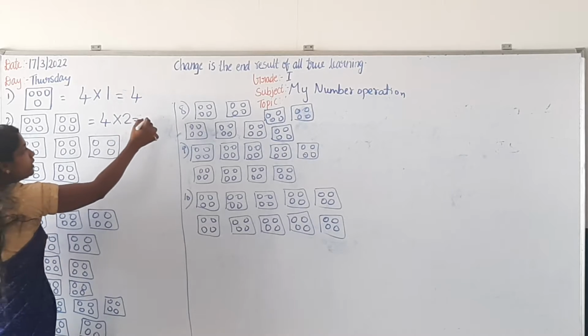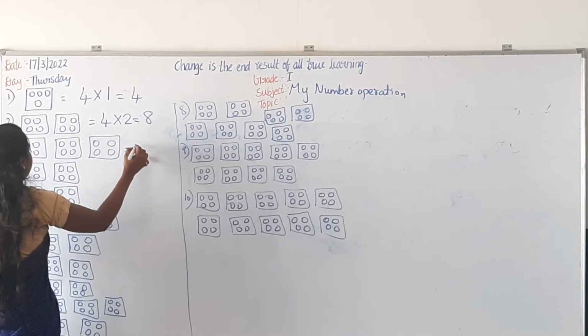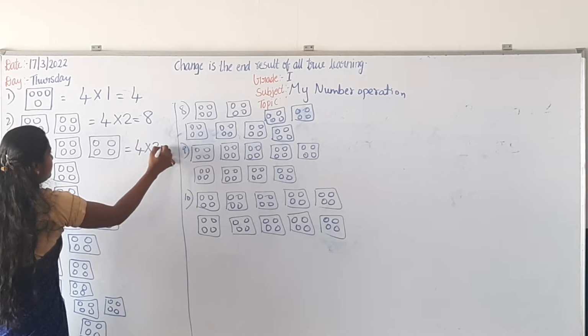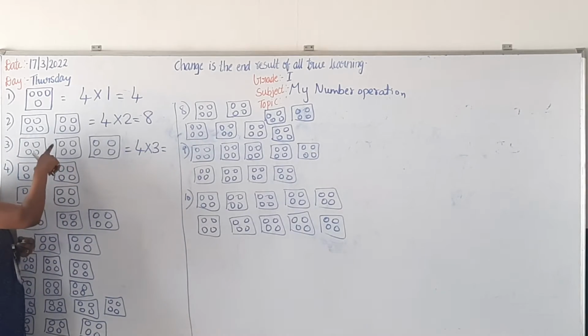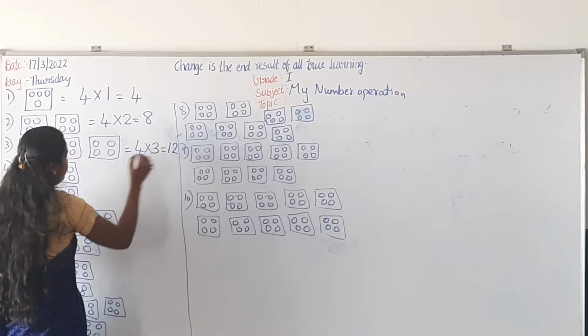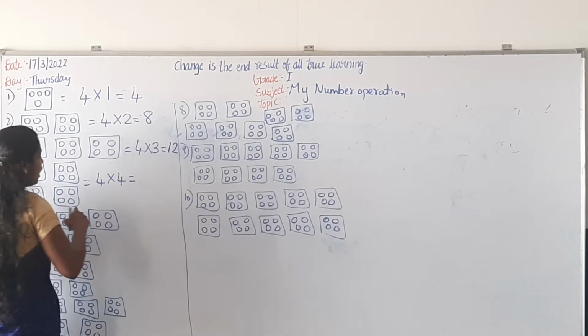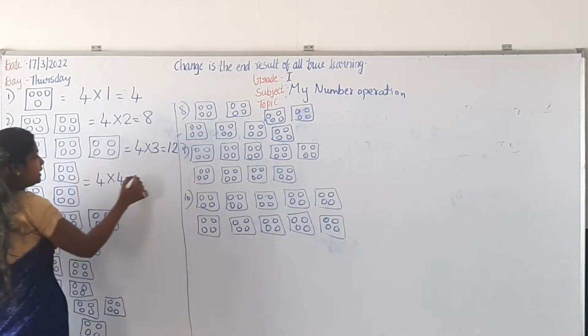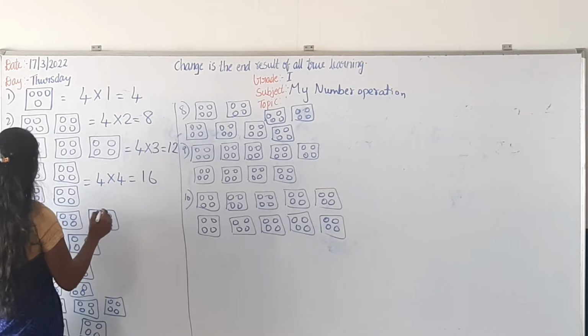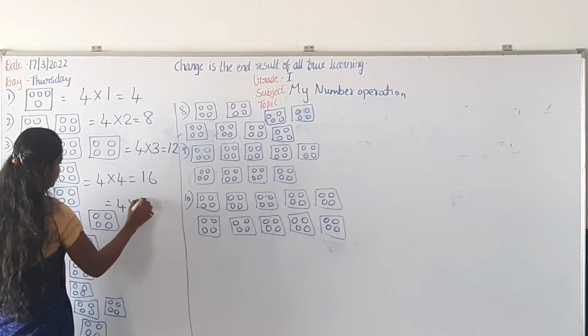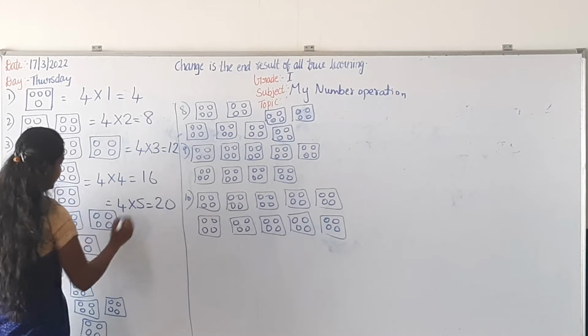Show, show. 8. 4, 3, 4, 2, 1. So how many circles are there totally? 12. 4, 4, 4, 16. How many circles are there together? 16. Next? 20. Next?